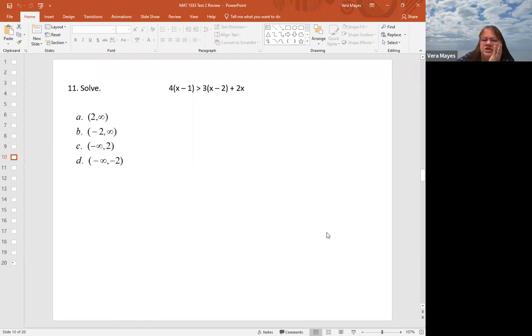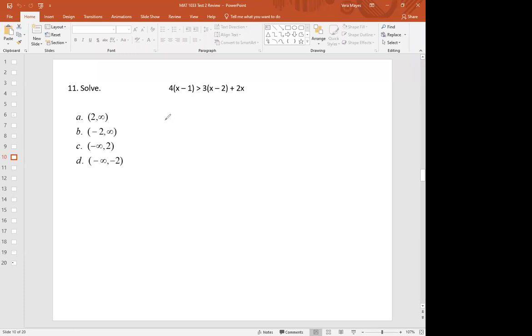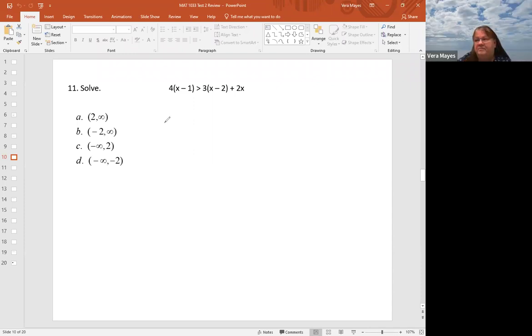All right, so suggestions on this one? Where would I start? Distribute. Very good. So let's distribute and get rid of these parentheses. So 4 times x, 4 times a negative 1. And distributing this 3 times x gives me 3x, 3 times a negative 2. Bring down that 2x.